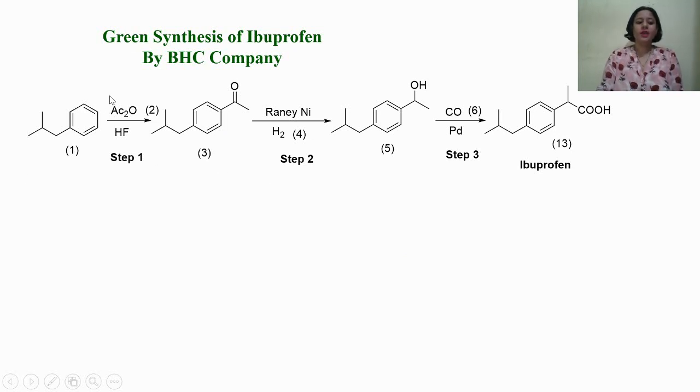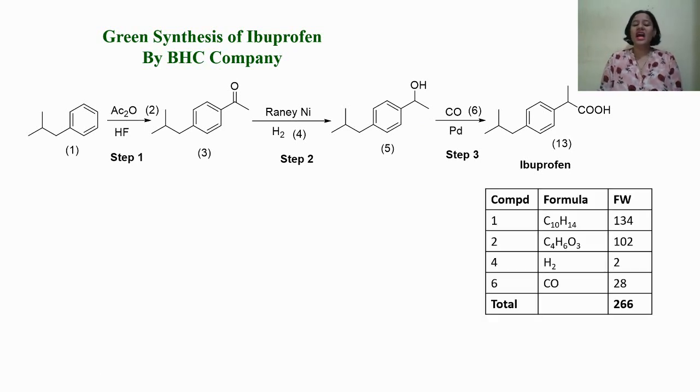In the first step, compound 1 is acetylated in presence of HF to give this acetyl derivative, which is then reduced with Raney nickel and hydrogen to form the alcohol. This on carbonylation in presence of palladium as a catalyst gives the ibuprofen product. So here you can see HF, Raney nickel and palladium, 3 catalysts are used in these 3 steps.